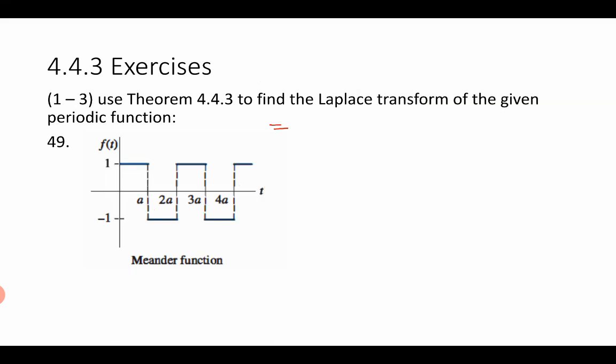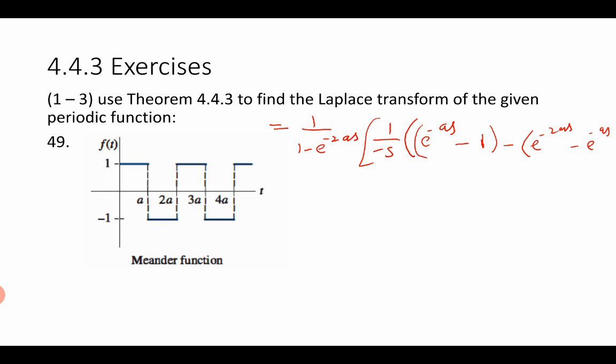That is 1 over 1 minus e raised to minus 2as, 1 over negative s has been taken, upper limit t will be replaced by a, e raised to minus as, and for lower limit it is 0, that is e raised to 0 is 1. This is for the first term. For the second term, e raised to minus 2as minus e raised to minus as. Now the close bracket, isn't it?